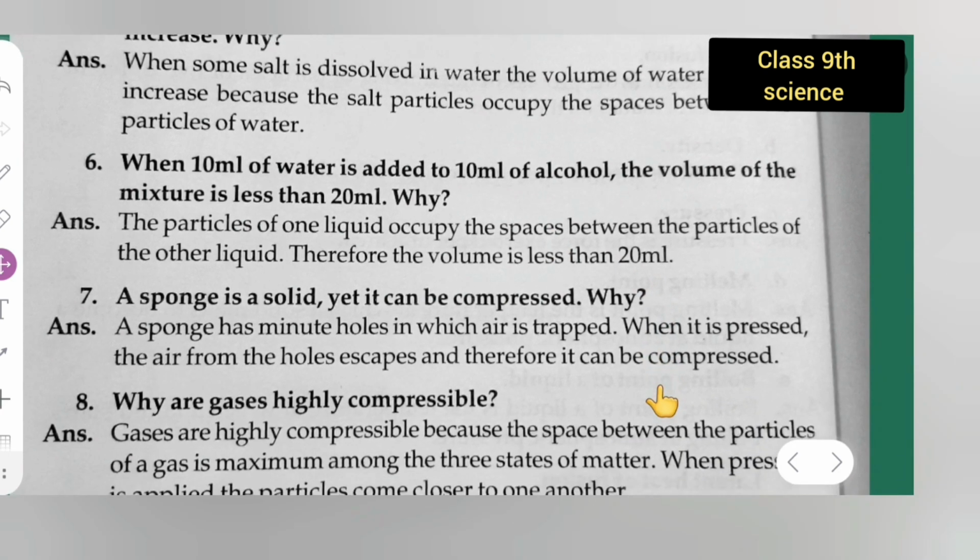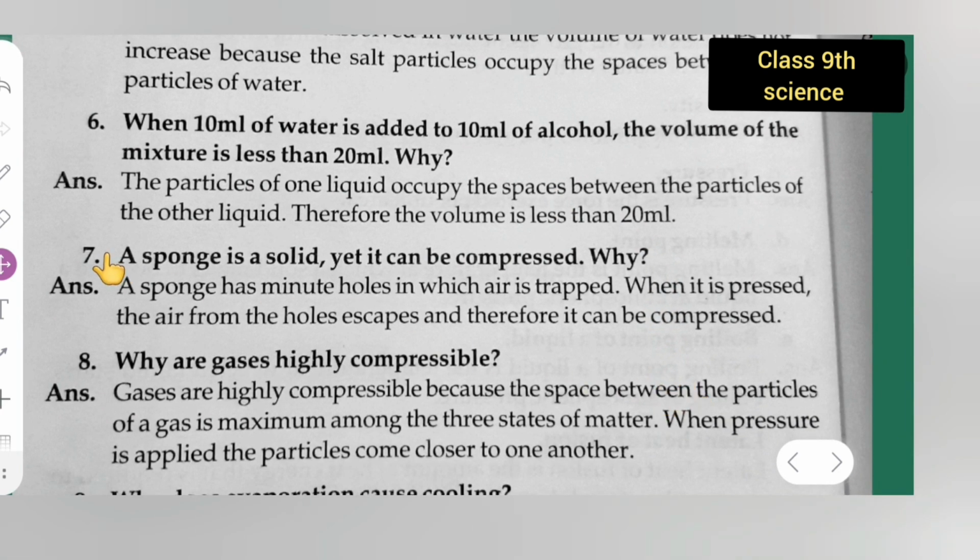Okay. Question number 7: a sponge is a solid, yet it can be compressed. Why? A sponge has minute holes in which air is trapped. When it is pressed, the air from the holes escapes and therefore it can be compressed.